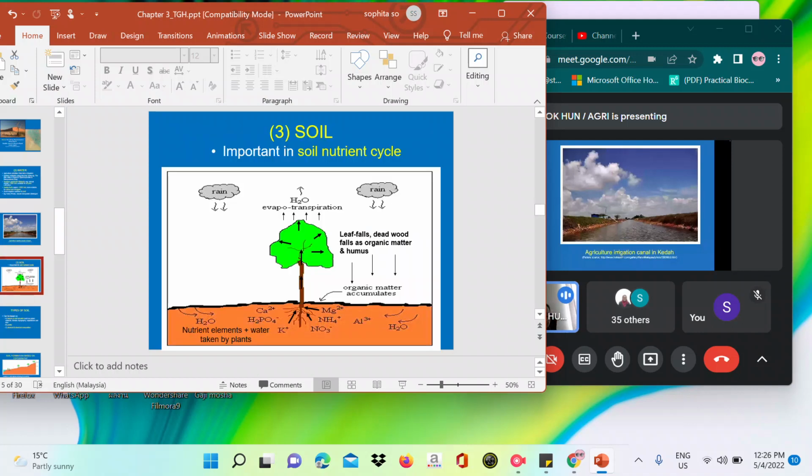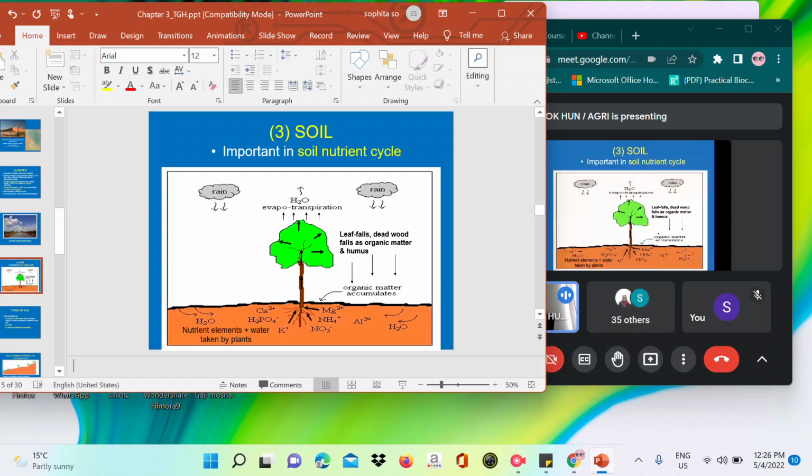All right, so the third factor is the soil. The soil is important for the soil nutrient cycle. Inside the soil, as we know, there are many types of nutrients. Naturally, even if you did not put any fertilizer into the soil, it has nutrients that are enough for the plant. They have nitrate, ammonium, potassium and phosphate.